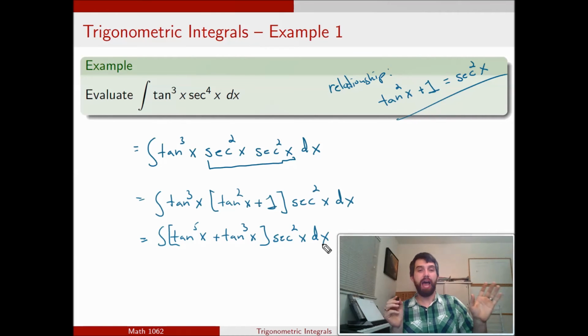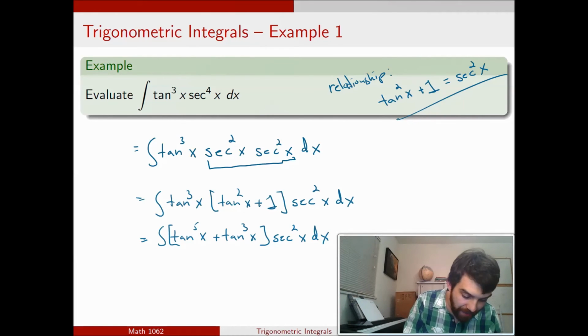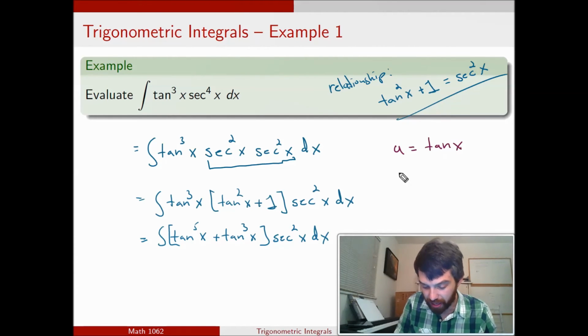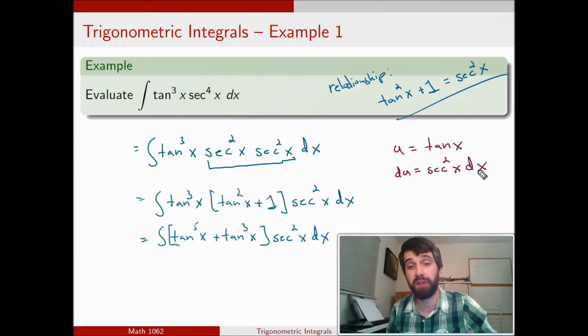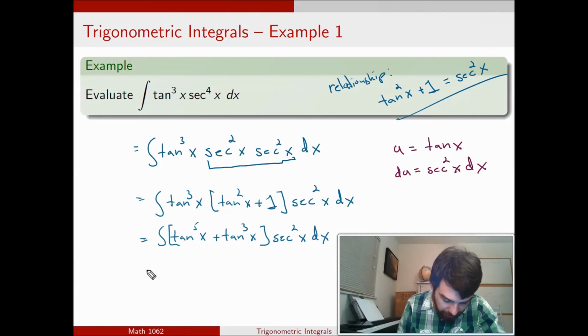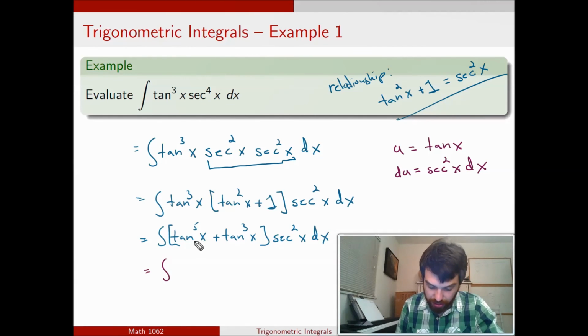And notice how good this is. What we have is exactly the situation we wanted, where I can make a little u sub, like say u equals tangent of x. My du is going to be equal to secant squared x dx. We have to remember what our derivatives of these trigonometric terms are. And then it substitutes in really nicely. This is just the integral, well, tangent is u, so u to the power of fifth plus u to the power of 3, and then secant squared dx is just du.